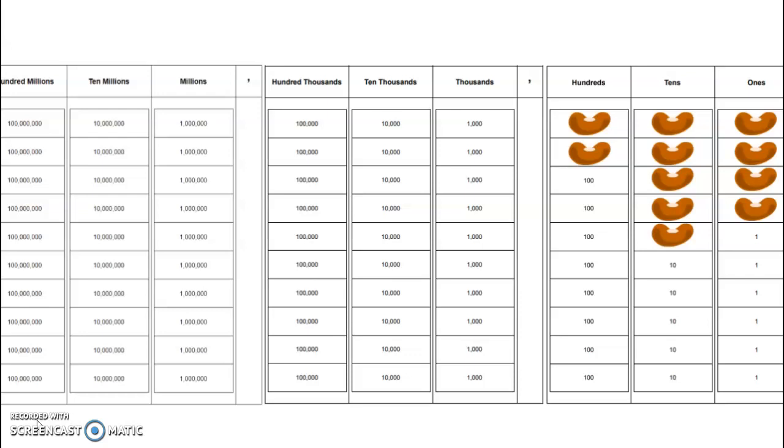So I want you to look at this picture. What do you notice? What do you wonder? If you're looking at the spaces covered by the beans, what number does this place value chart represent? I want you to write down the standard form number that this place value chart represents.